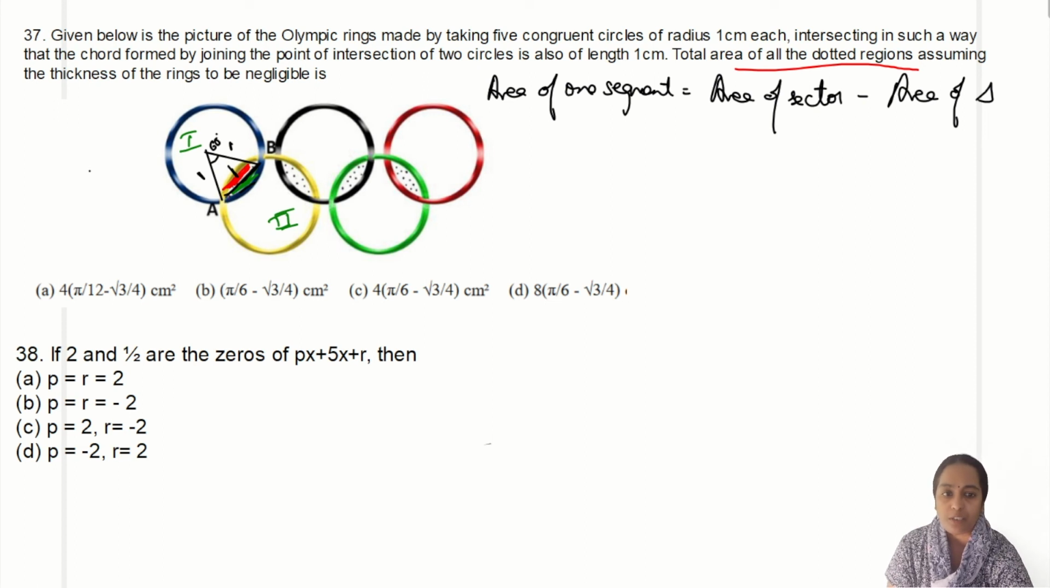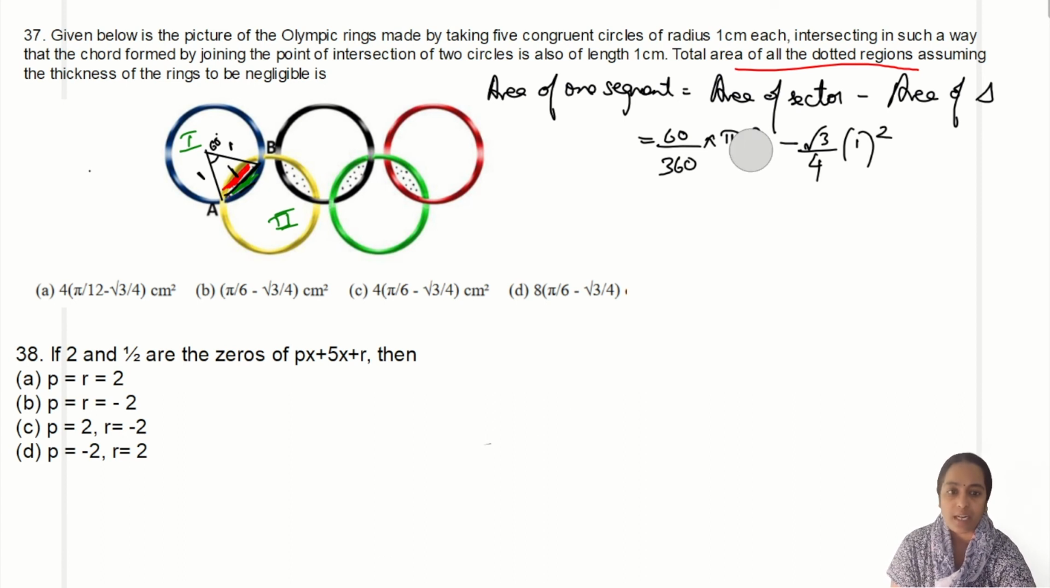So what is the formula, children, for finding the area of the sector? It's going to be theta by 360 into pi r square. Theta is 60 degrees, 60 by 360 multiplied by pi r square. What is the area of the triangle? It's an equilateral triangle there. All the three sides are equal. Angles are also equal, all 60 degrees. So it's going to be root 3 by 4 into side square. Side is 1, squared. Here also radius is what, children? Radius is also 1.